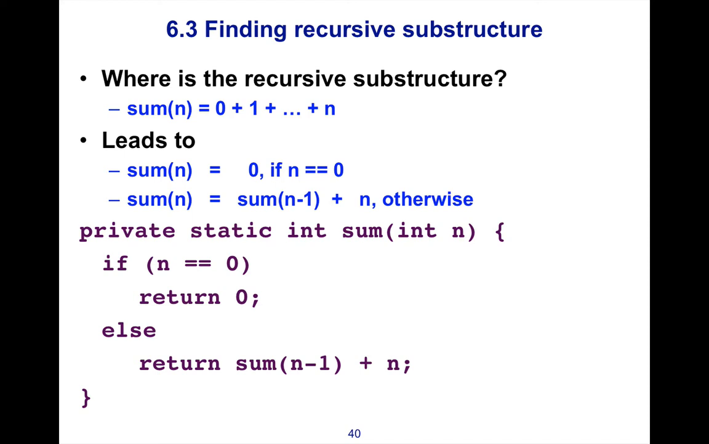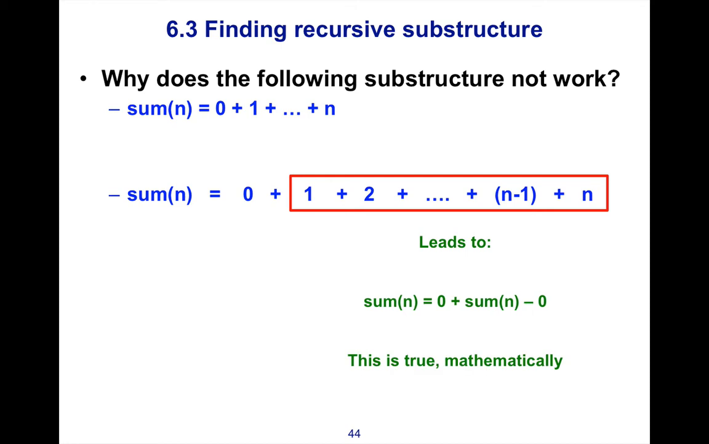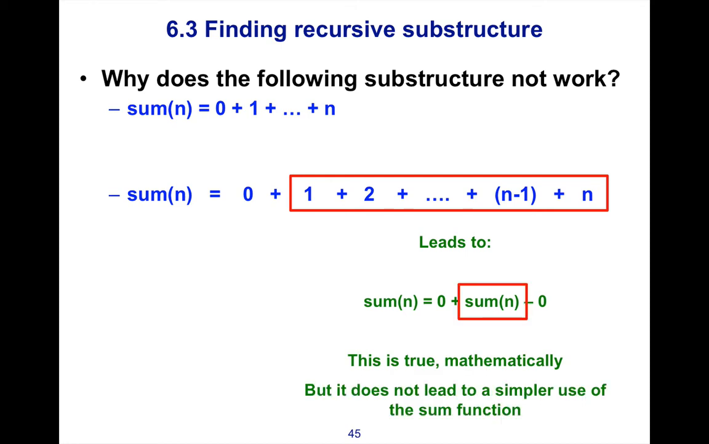Now what I'd like to do is consider other possible substructures that don't lead to a successful solution. So for example, if we started with the sum going from 0 to n, we might have said, well, maybe the next smallest example starts from 1 and goes to n, as highlighted here. But if I believe that's the case, how do I express that in terms of sum? The boxed expression is sum of n minus 0, which leads to the expansion sum of n is 0 plus sum of n minus 0. The zeros cancel. It's true mathematically, sum of n is sum of n, but this doesn't involve a smaller example of the larger problem. And so it doesn't lead to a recursive solution.